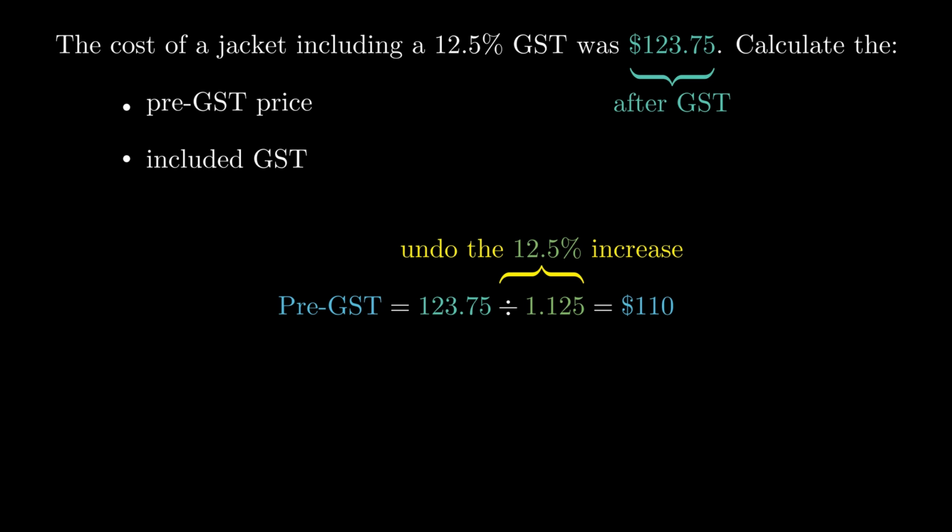And now it should be pretty easy to work out the included GST, which just means the exact dollar value of just the tax. Just the green bit from the previous screen, because that would come from the difference between the final value of 123.75 and the initial value of $110. The difference between the after-tax and before-tax price must be the exact value of the tax itself, and so that gives us $13.75.